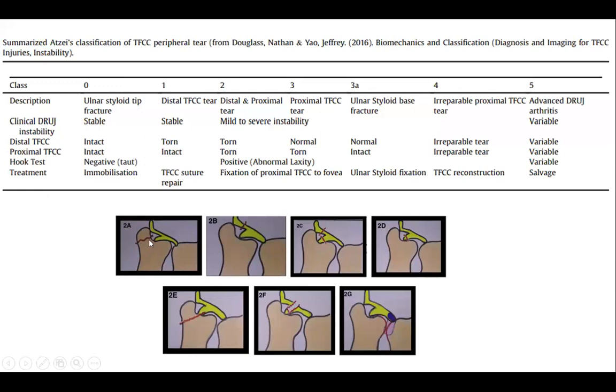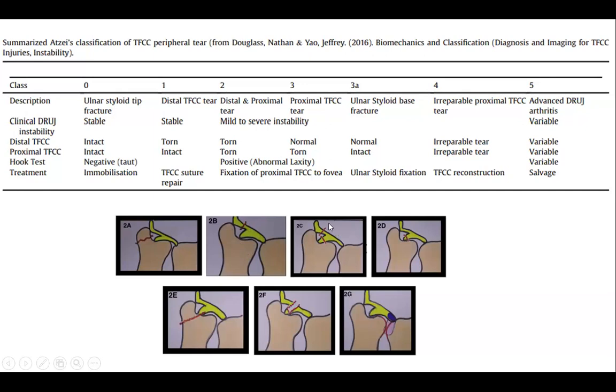Type 0 is ulnar styloid tip fracture. There is no disturbance in the DRUJ and hence it's stable. TFCC is also not involved. The hook test will obviously be negative and treatment is by immobilization. Type 1, here distal TFCC tear. So DRUJ is definitely not involved and hence stable. Distal is torn, proximal is intact. So this is treated by TFCC suture repair.